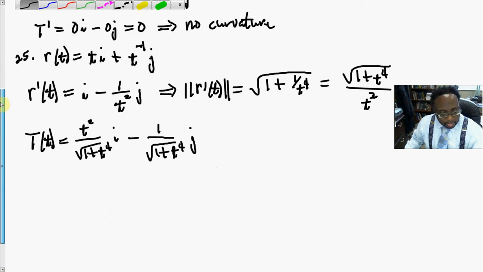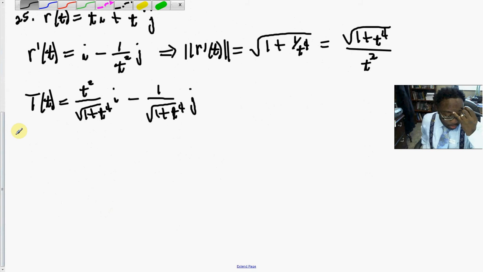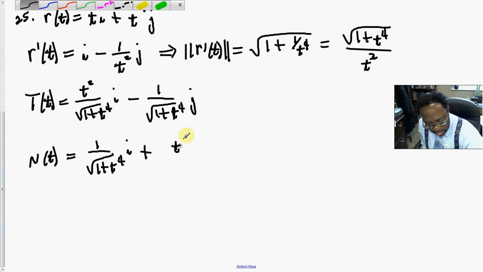And this was one that we had seen before. So the normal vector would be, these guys would transpose, so this is 1 over the square root of 1 plus t to the 4th i plus t squared all over the square root of 1 plus t to the 4th j.